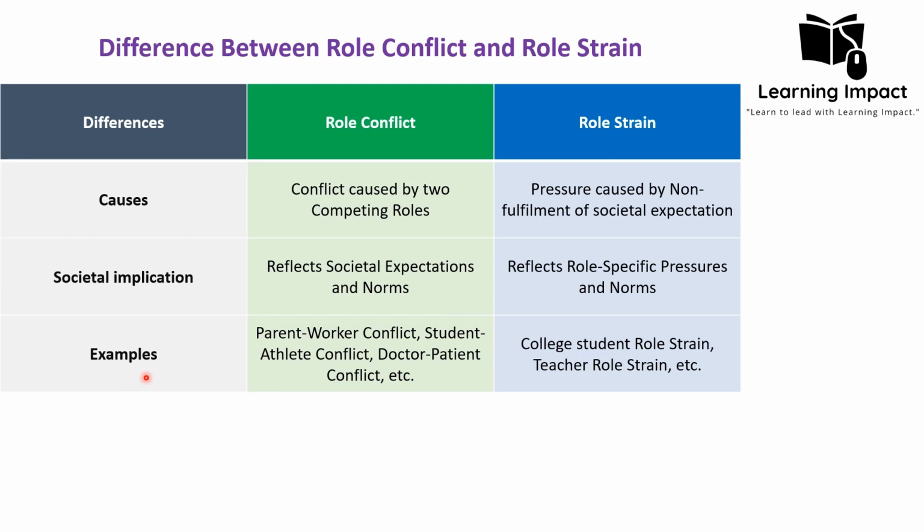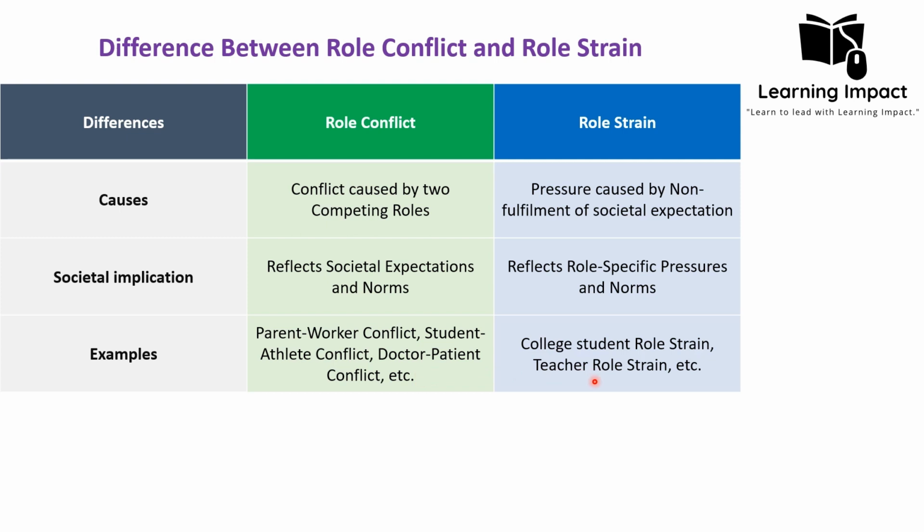Now, examples. The parent-worker conflict: an individual who is married, has children, and is also a worker. In that case, there is a clash between parental duties and job. Then another example, student-athlete conflict: a clash between student activities and sports practices. These could also be examples of role conflict. Doctor-patient conflict: for example, a close family member becomes a patient. In that case, it leads to a clash between his professional duty as a doctor and his personal role as a family member. So this leads to role conflict.